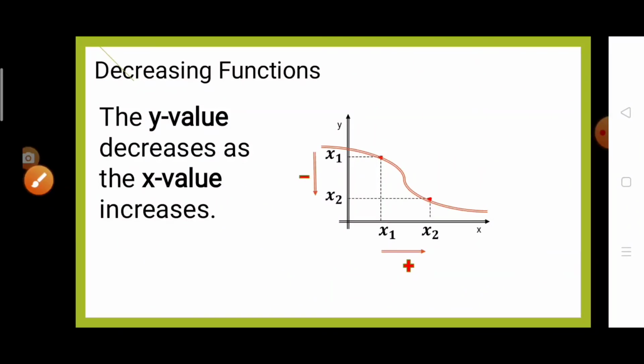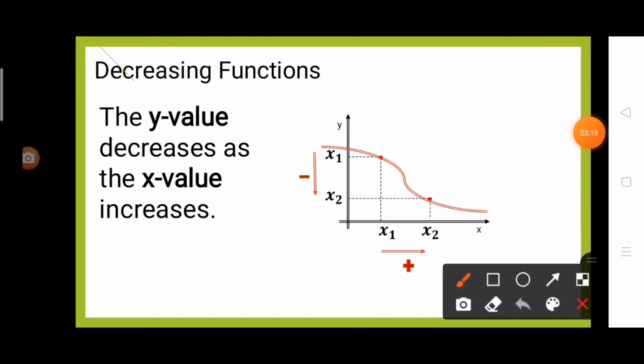Decreasing function: the y value decreases as the x value increases. If there is a negative, it means it is decreasing. A positive represents an increasing value. So from x sub 1 to the x-axis, it is decreasing.